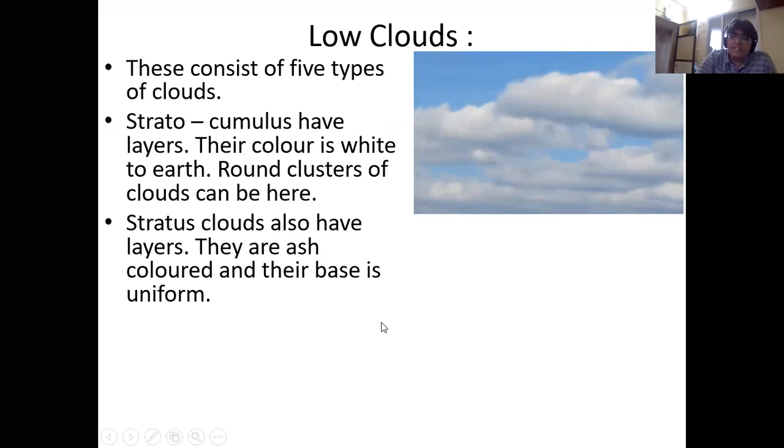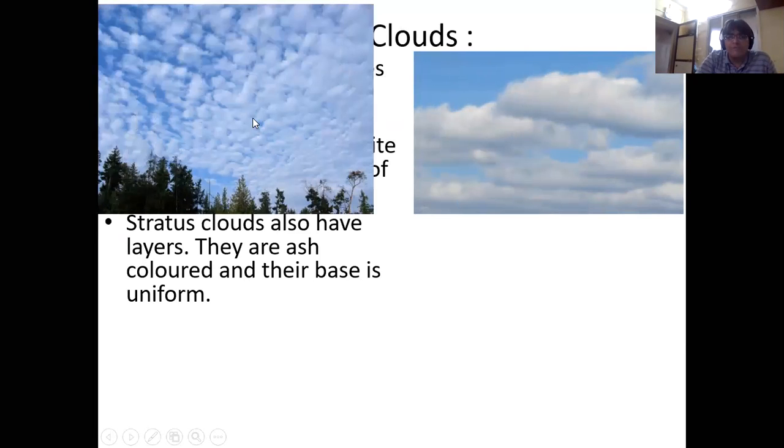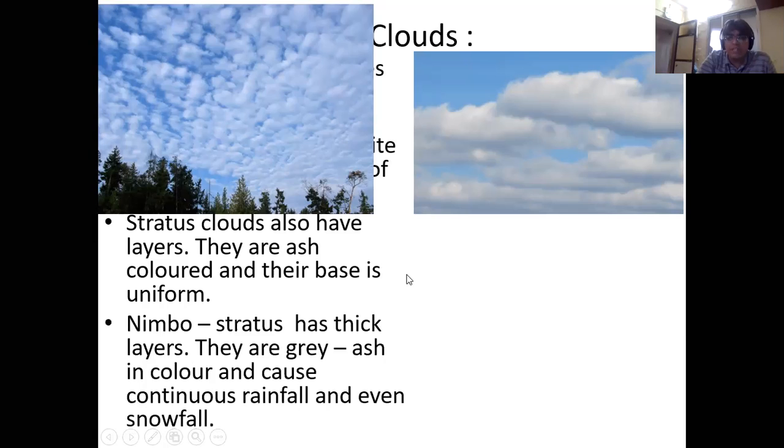Stratus clouds also have layers. They are ash colored and their base is uniform. See, small clouds covering the sky.